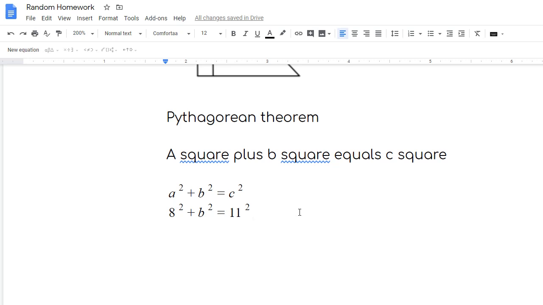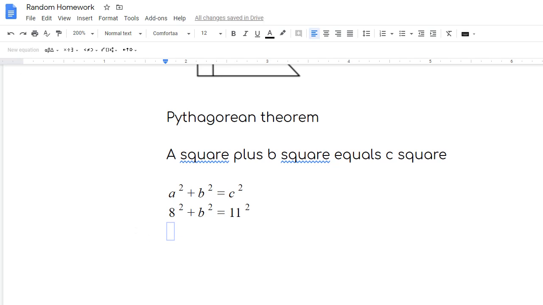We have made the substitutions for A and for C. Now we need to type what the next line should look like. The next thing would be to simplify the 8 square and the 11 square. So what is 8 square? Let's press new equation.